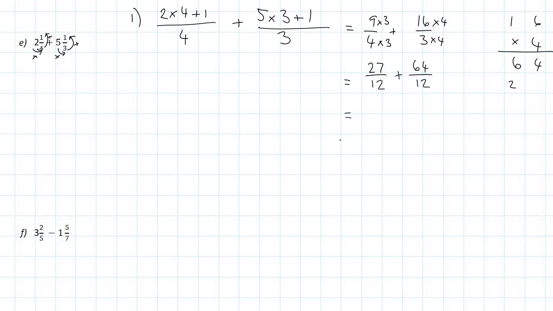Okay, now let's say you're in a test situation, you're likely to panic and get 27 plus 64 wrong if you do it in your head, trust me. So set out a sum and just stay calm, take a deep breath. 7 add 4 is 11, 2 add 6 is 8, add on 1, 91 out of 12.